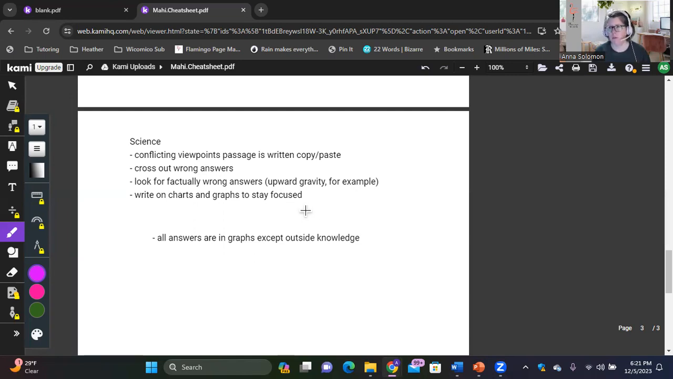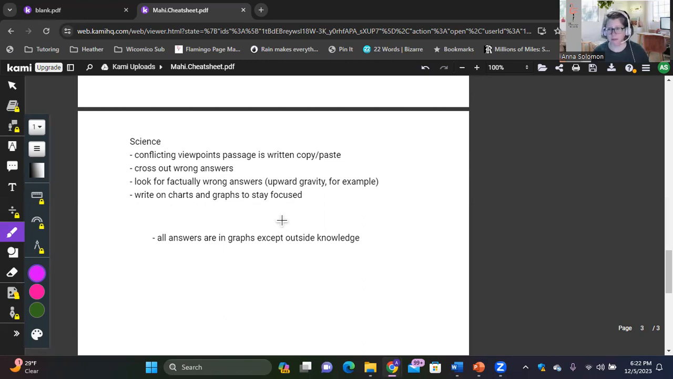And the other one was downward buoyancy, which makes balloons float. They have buoyancy. There's no downward buoyancy. So those were incorrect.